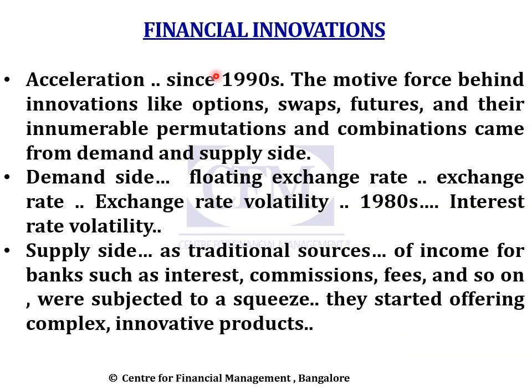Financial innovations accelerated since the 1990s. The motive force behind innovations like options, swaps, futures, and their innumerable permutations and combinations came from demand and supply side. On the demand side, floating exchange rates led to exchange rate volatility. Likewise, interest rates became highly volatile in the 1980s. So corporates looked for products which helped them in mitigating risk. On the supply side, as traditional sources of income for banks such as interest, commissions, fees, and so on were subjected to a squeeze, they started offering complex, innovative products.